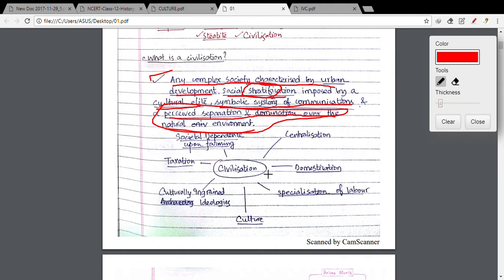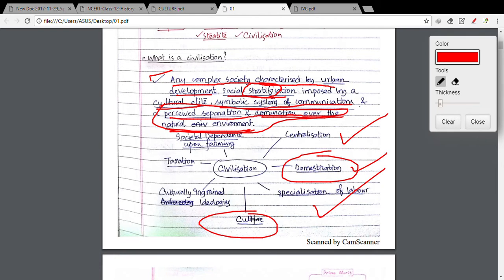So in civilization, there is a sense of centralization. Centralization of what? Centralization of the rule. There is domestication of people, domestication of animals, domestication of resources. Now there comes the natural environment, domination over the natural environment. Why? Because it is getting domesticated. Specialization of labor, that means you are getting diversified jobs.